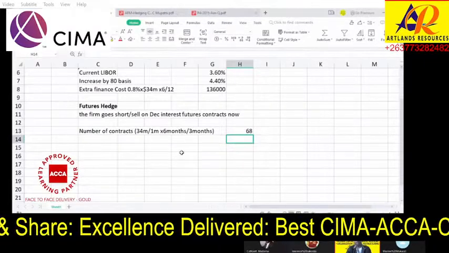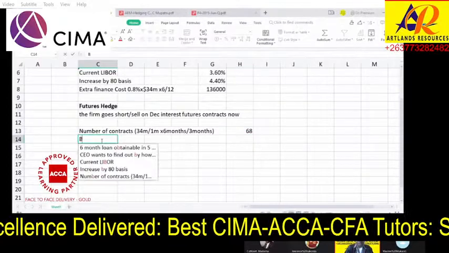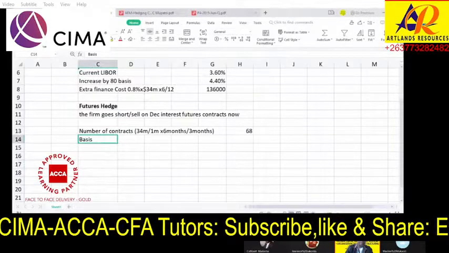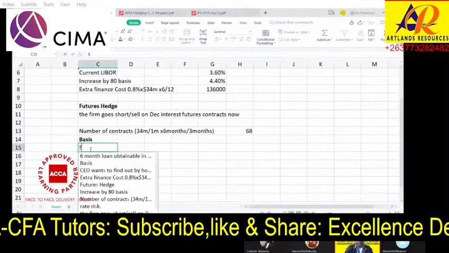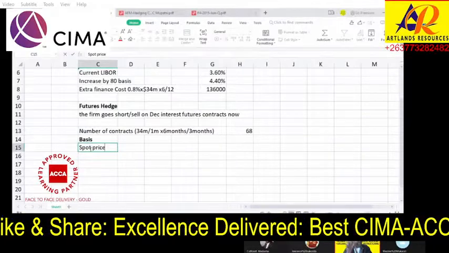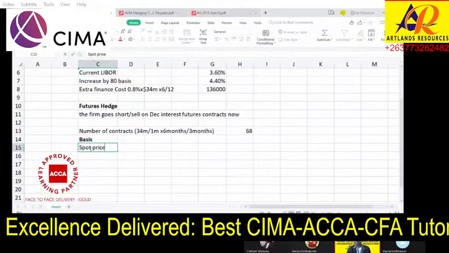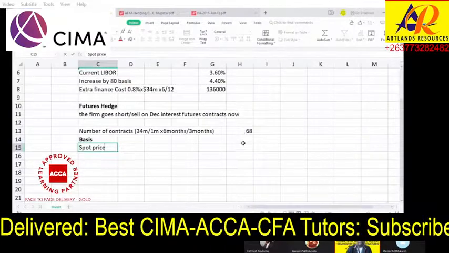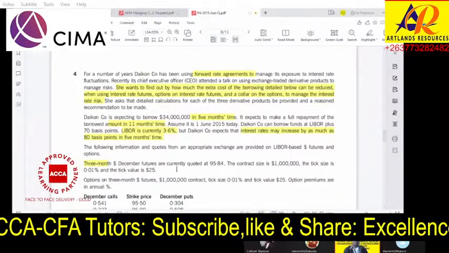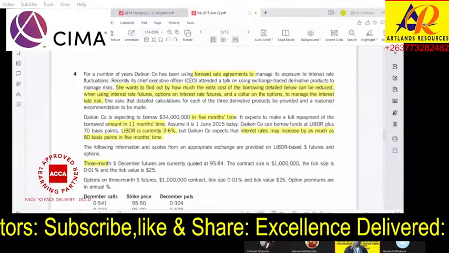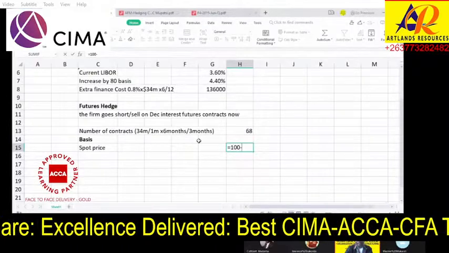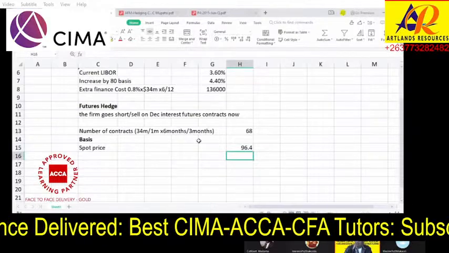And what else do you have to do when you are hedging using interest rates? I said you calculate basis. When you are calculating basis, you say spot price. By spot price, we mean today's interest rate, current LIBOR. In the futures market, what we mean by spot is the LIBOR or interbank rate. But the notation for futures is discount basis notation, like 95.84. So instead of saying 3.6, you put it in discount basis, which equals 100 minus 3.6. That's the current, which is 96.4.